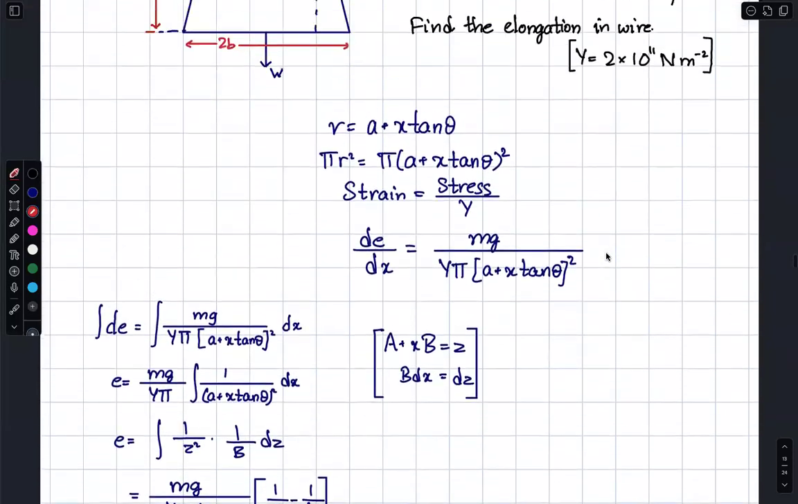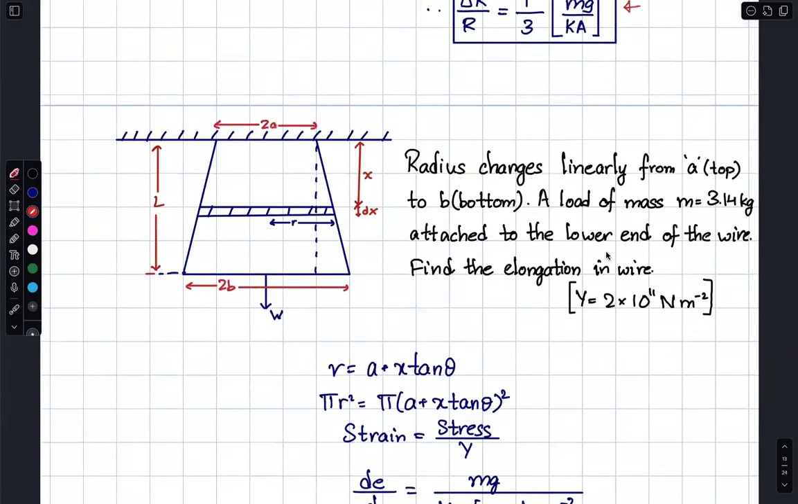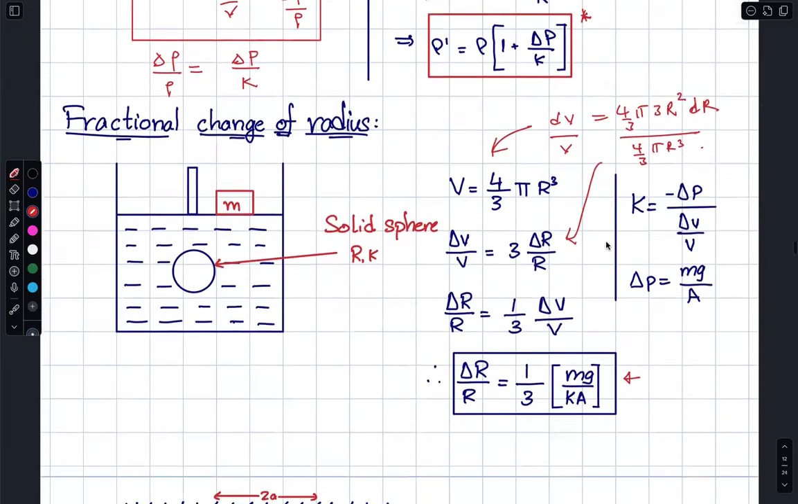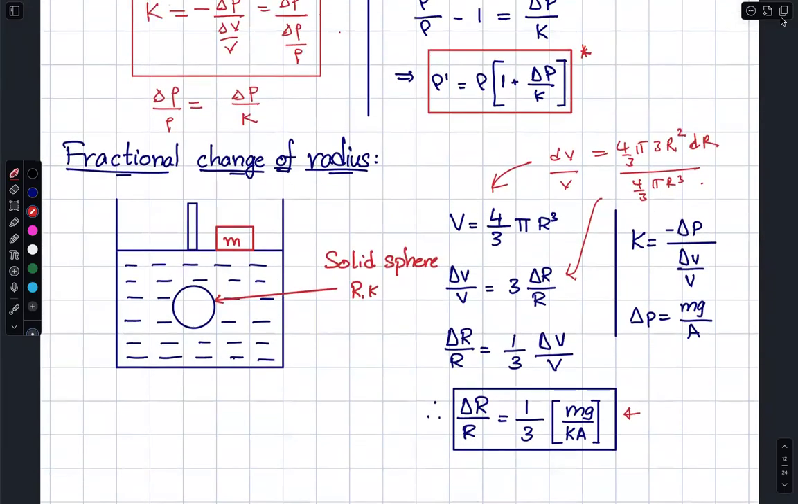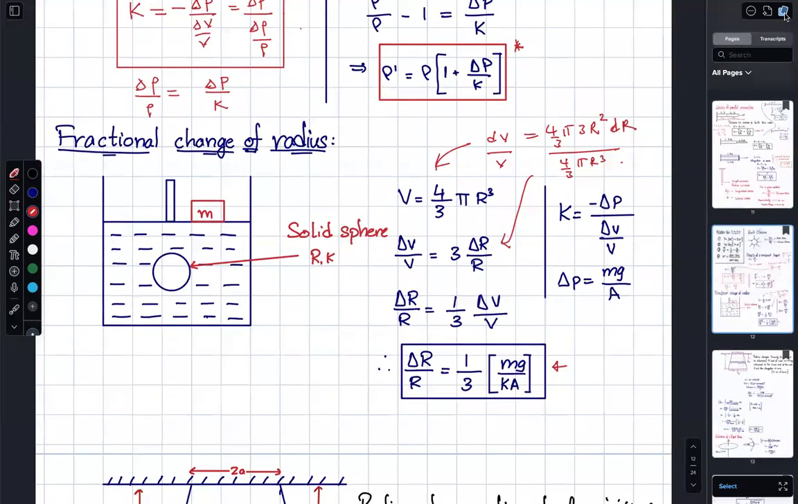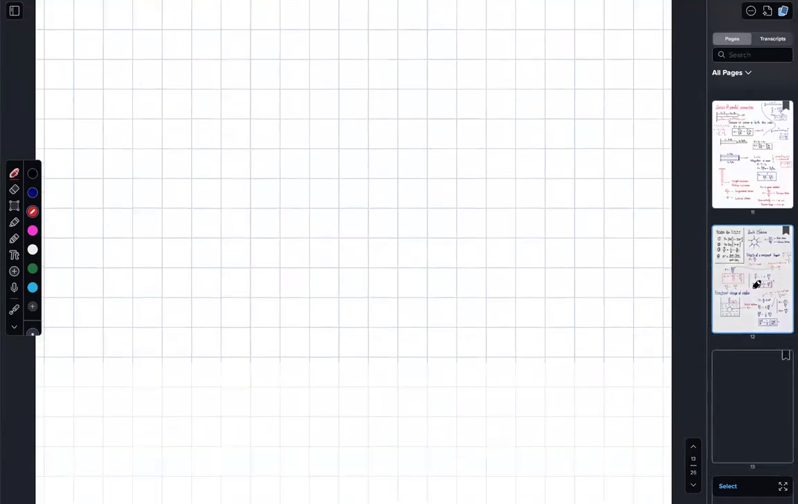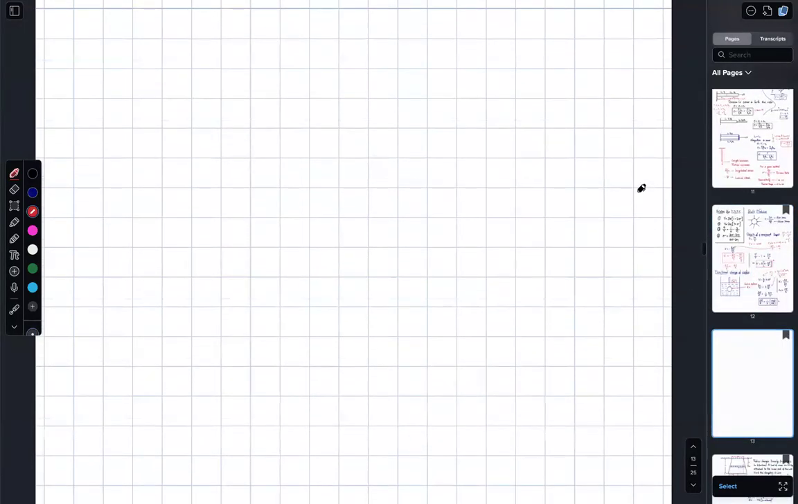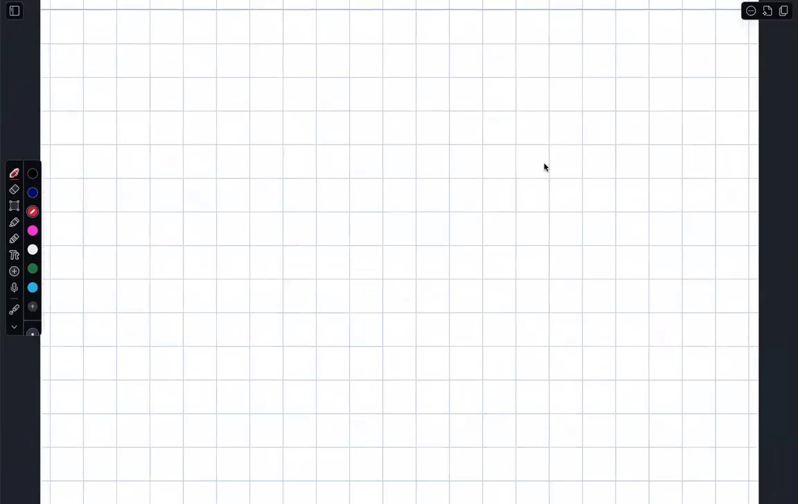One minute. Prior to this, you have an arrangement like this.